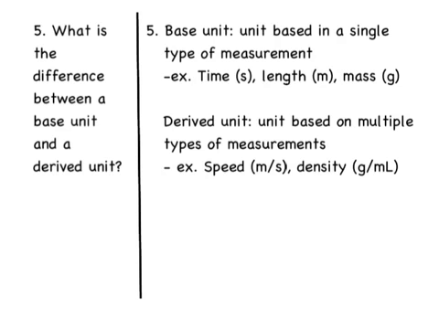Now, one that we'll be using very, very frequently in chemistry is the derived unit of density. Density is grams per milliliter. This is a big one that we're going to be using a lot here in chemistry. Again, two different measurements: a mass measurement in grams and a volume measurement in milliliters. When we combine those, we divide those two numbers and we get density, which is grams per milliliter. This is a derived unit because it's based on multiple types of measurements.